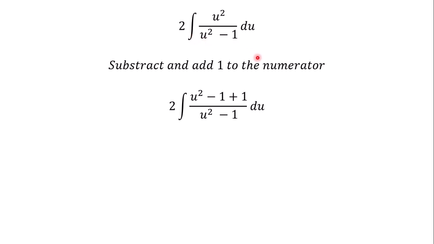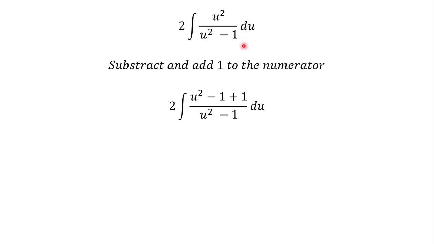So what are you going to do? When we divide, what did we get? We had 1. So the answer after using the long division is going to give us 1 plus 1 over u squared minus 1. Remember I said when you use the long division approach, whatever remainder you get is going to be divided by this one. So the long division approach will give us 1 plus 1 over u squared minus 1.